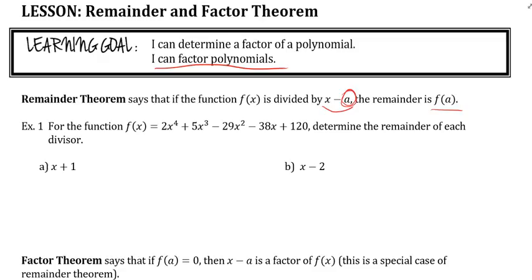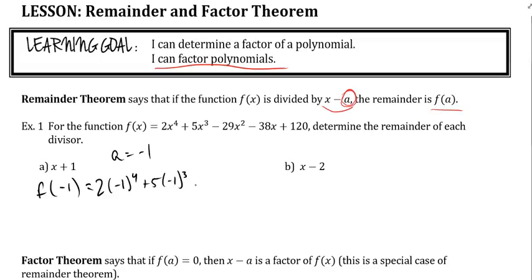Okay, so let's do an example here. So if x plus 1, determine the remainder of each divisor. If I'm dividing by x plus 1 in here, then my a value, you don't have to write this out, but my a value would be -1, because it's x minus a, right? And so what I'm going to do is find the value of f at -1. So it's 2 times -1 to the 4th plus 5 times -1 to the 3rd minus 29 times -1 squared minus 38 times -1 plus 120. Try that.